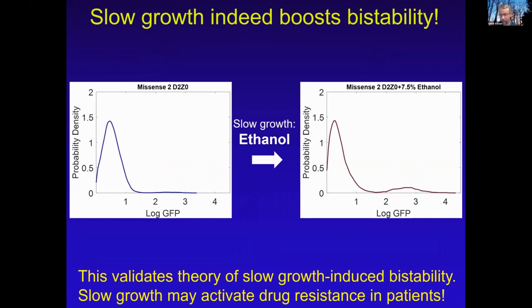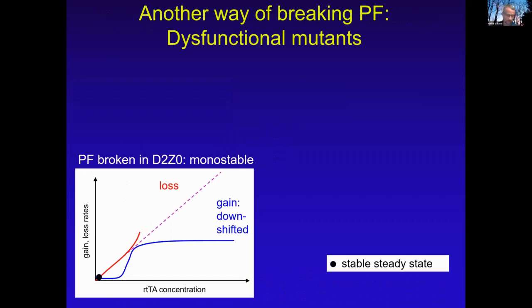Yes, we tried it without the drug. We added ethanol. It has nothing to do with the gene circuit, but it slows down growth. And the prediction is if you slow down growth, you should get this high expression peak. And indeed you do, as you see, due to ethanol, according to the prediction, you get the high expression peak. So essentially slow growth, which contributes to dilution, to the loss of protein, gives you this possibility.